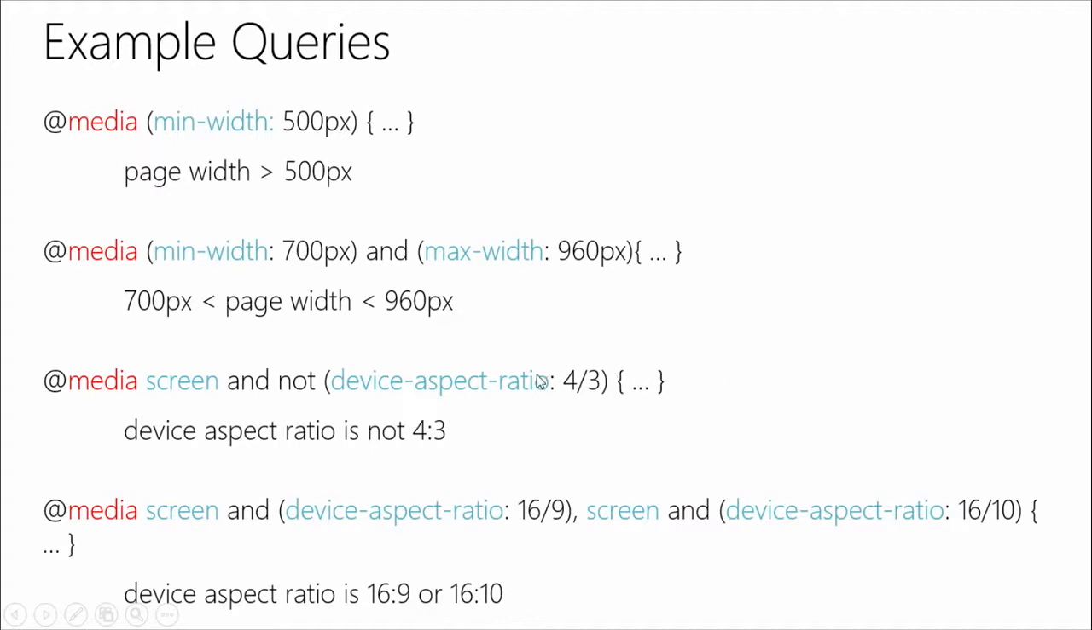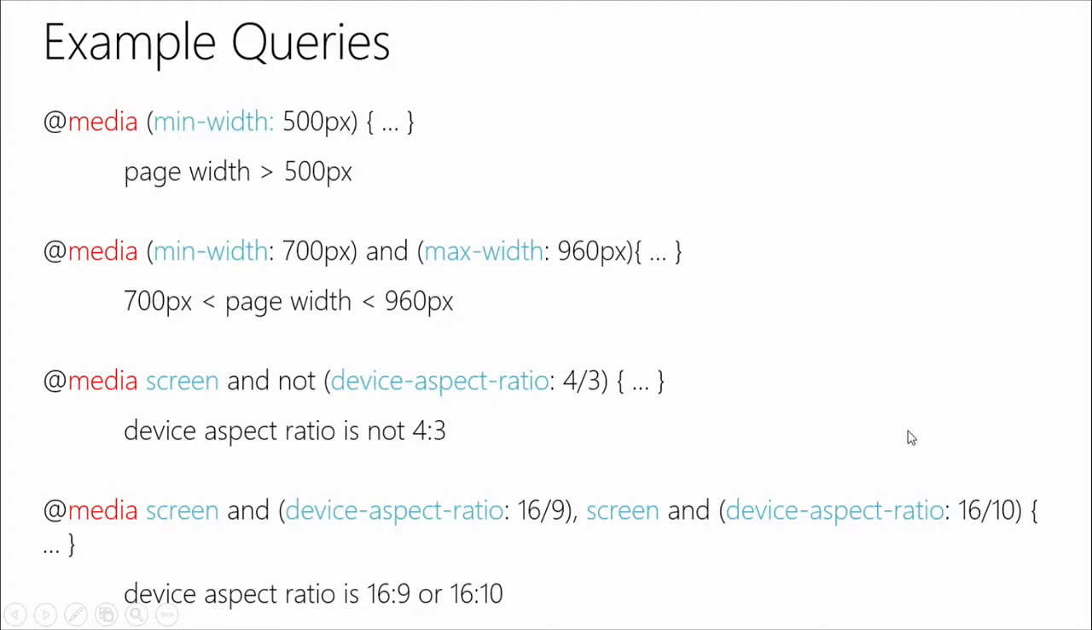Right. Whereas the bottom one is media screen and device aspect ratio 16:9 and 16:10. So these would just query for these 2 aspect ratios, and it would apply only if the aspect ratio is 16:9 or 16:10. So widescreen devices, for instance. And so, these are just some of the common queries you might consider using.